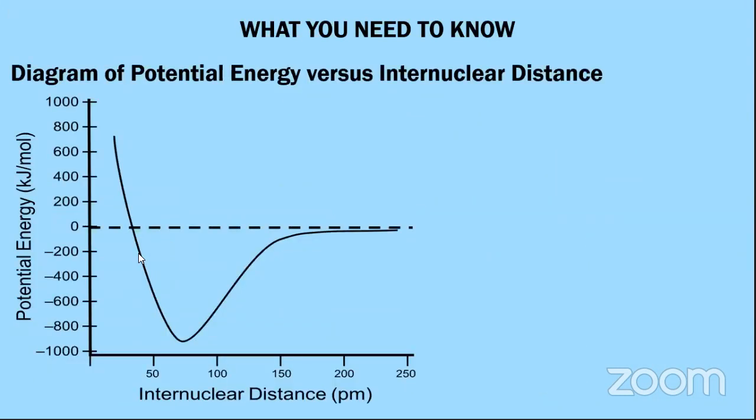All right, I mentioned earlier we're going to be talking about this diagram of potential energy versus internuclear distance. So potential energy is on the y-axis, and internuclear distance is on the x-axis. So in this region of the diagram, the potential energy is high, which means that that would be a less stable arrangement of the atoms. And then down here at the bottom of the diagram, the potential energy is low. That would be a more stable arrangement of the atoms. So internuclear distance just literally means the distance between the nuclei of the two atoms.